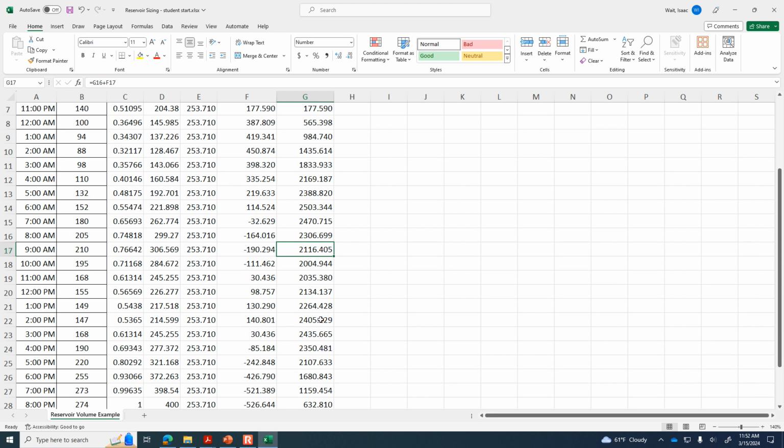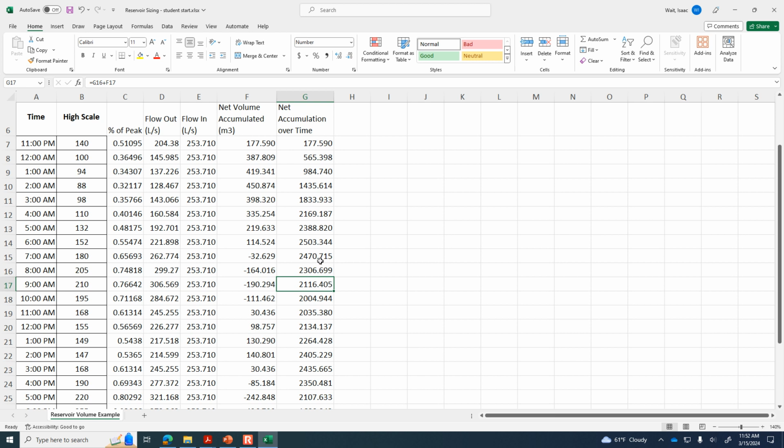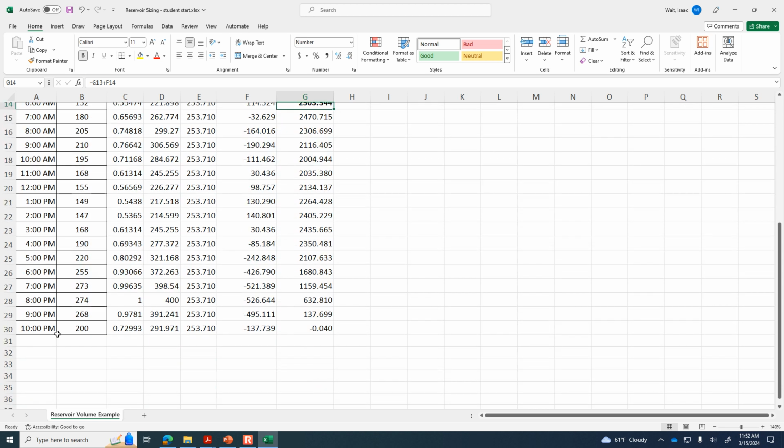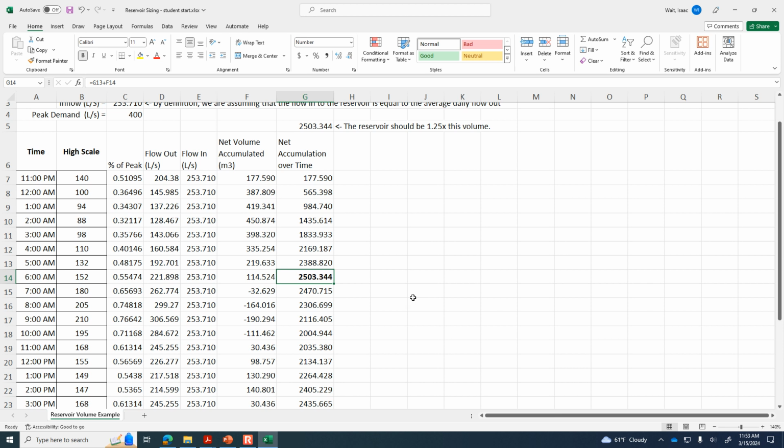So where was that? It was at 2503, here. So this is the point where it has the most amount of water. If we stored less water than that, then it would run out before 10 p.m. And that's how you size a reservoir.